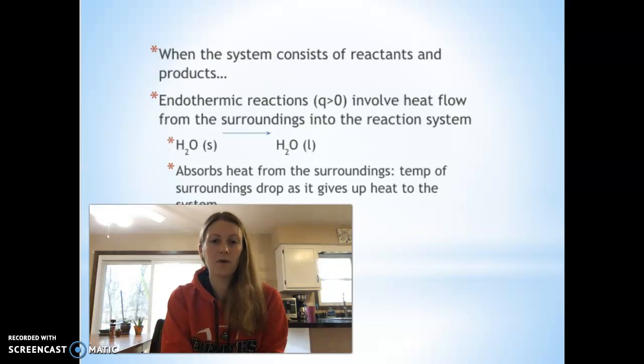When you're talking about reactants and products, we can get two different types of reactions that occur. Endothermic is when Q is greater than 0, or positive, because this involves heat flow into the system from the surroundings. So our example here is that you have an ice cube, so solid water, that's going to melt, which is liquid water. In order to do that, the solid water, or the ice cube, has to absorb heat from the surroundings to become a liquid state. So the temperature of the surroundings can drop a little bit because it has to give heat to that system.